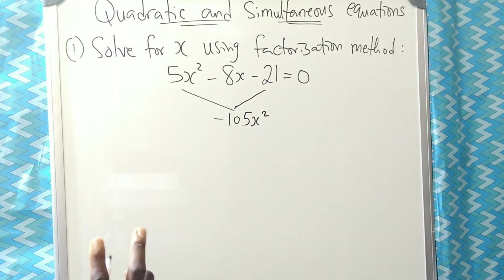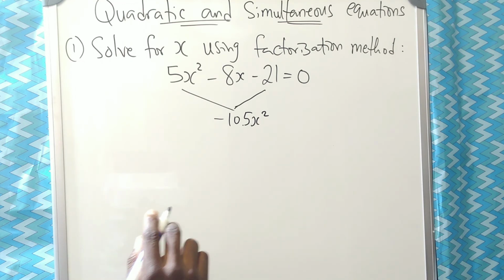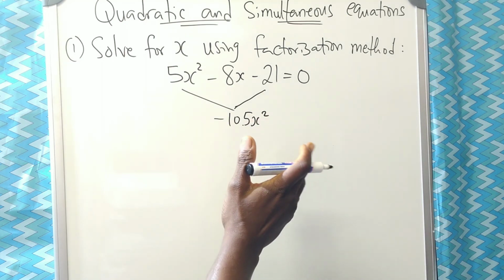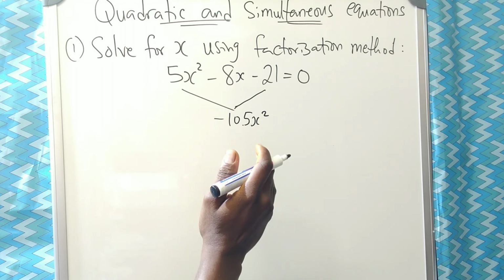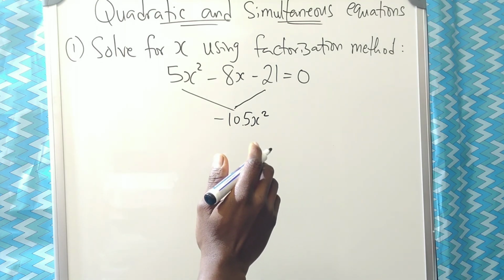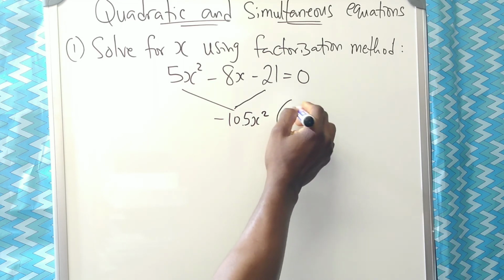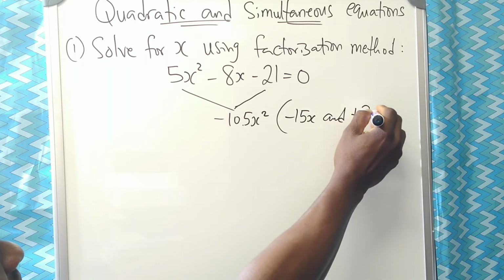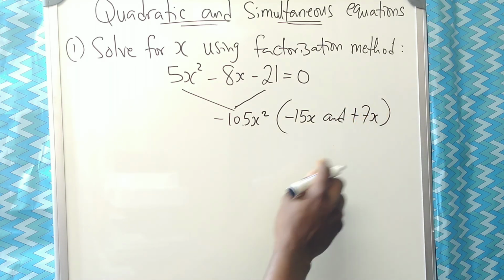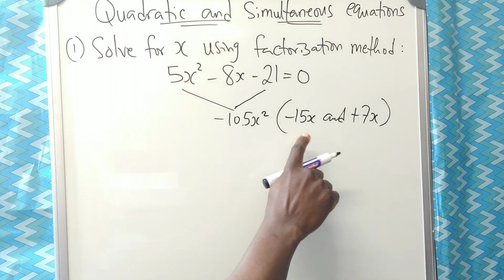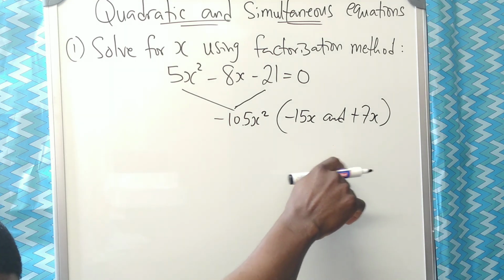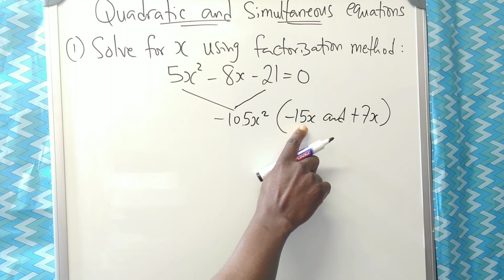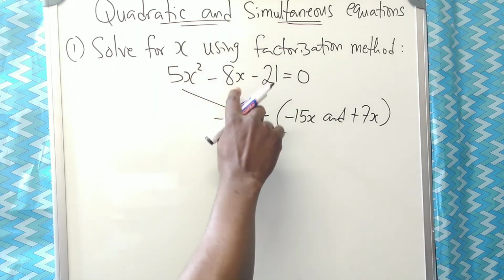All right, then we look for two numbers. These two numbers, when we multiply them, we must get minus 105x squared, and when we add them, we must get minus 8x. So we have to think very fast, and we have to think very deeply. If we try minus 15x and plus 7x, definitely we will get what we are looking for, because 15 multiplied by 7 gives us 105, minus 105 because it's minus 15, and also minus 15x plus 7x will give us minus 8x.